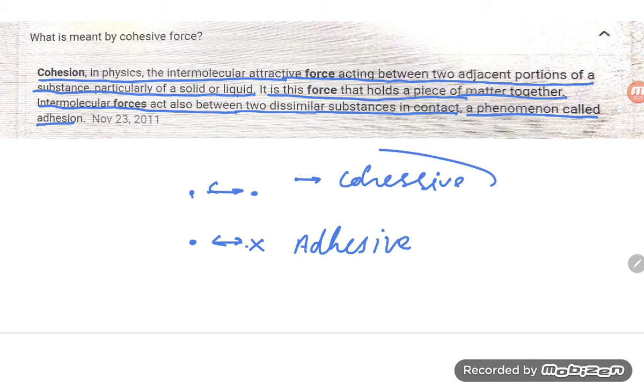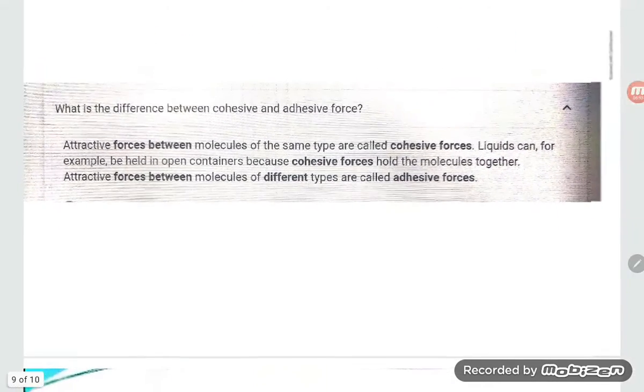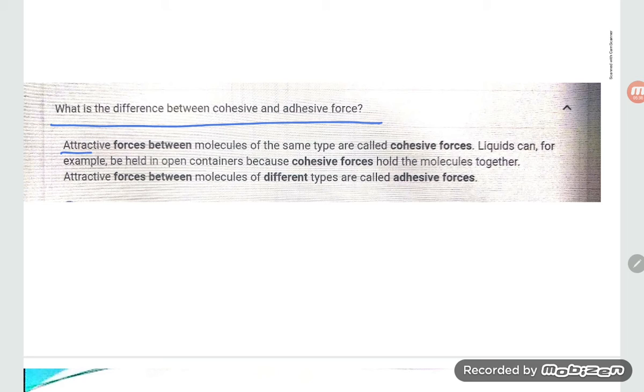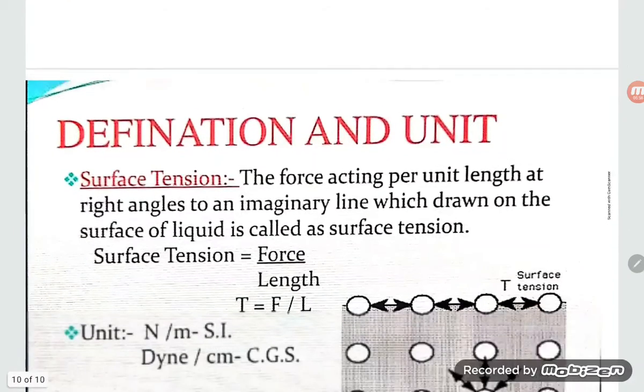This is our answer. Now let us move to another problem, students. What is the difference between cohesive and adhesive? Attractive force between molecules of the same type is called cohesive force. A liquid can, for example, be held in an open container because cohesive forces hold the molecules together. Attractive forces between molecules of different types are called adhesive forces.